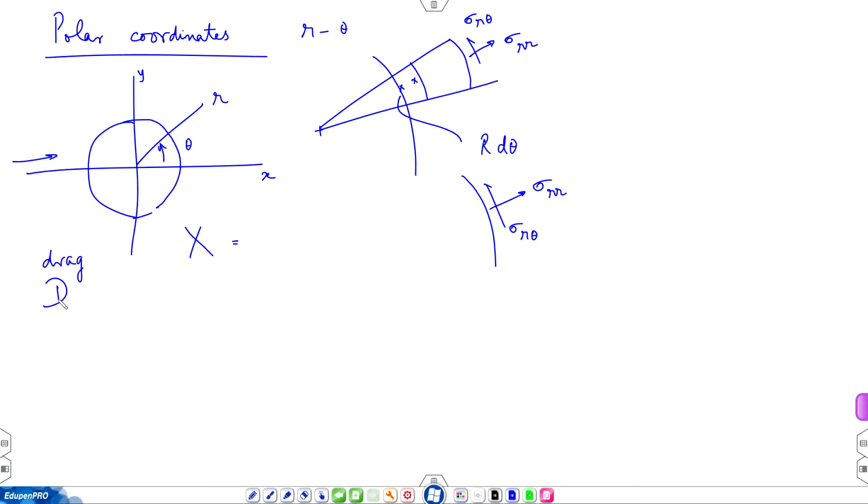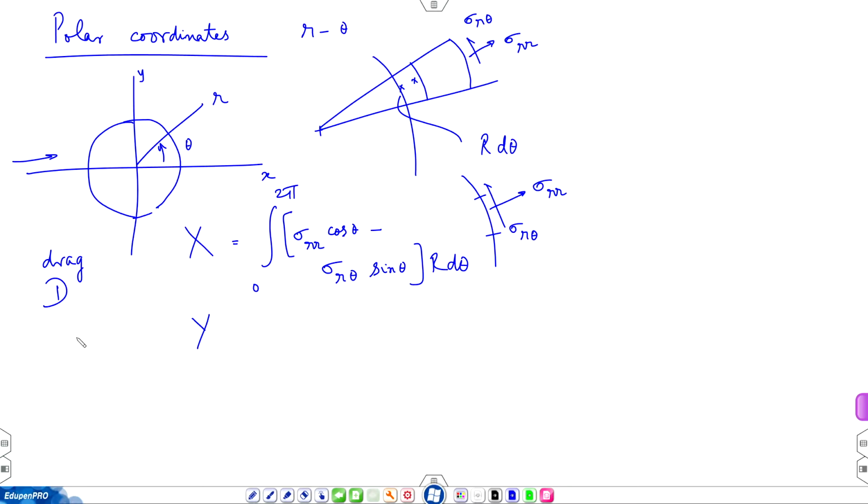the stresses. Then this is a small element whose length is r dθ. You have to find the force acting on the entire surface by integrating σ_rr and σ_rθ. You will notice that σ_rr has an x component, and σ_rθ also has an x component. σ_rr will be with cos θ. So X is equal to the integral, the variable is θ, from 0 to 2π, of σ_rr cos θ minus σ_rθ sin θ, times r dθ. R dθ is the elemental length.